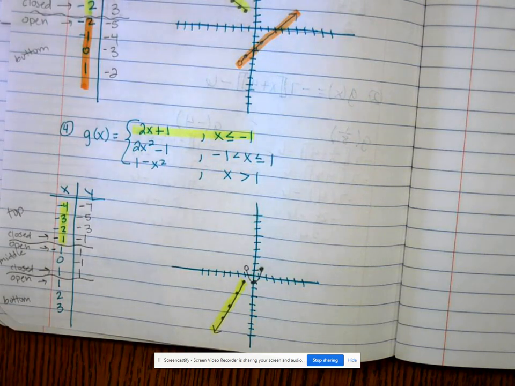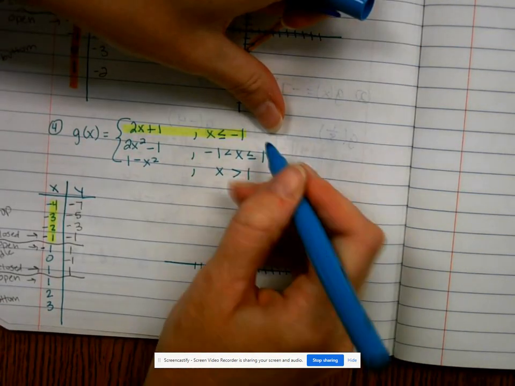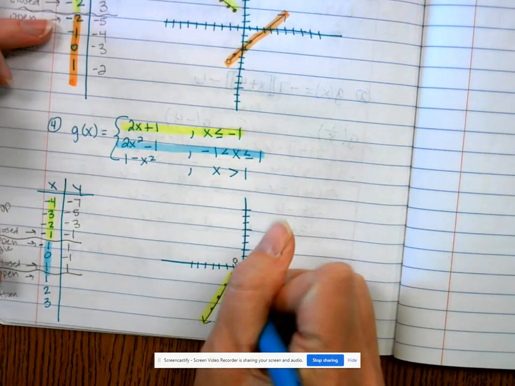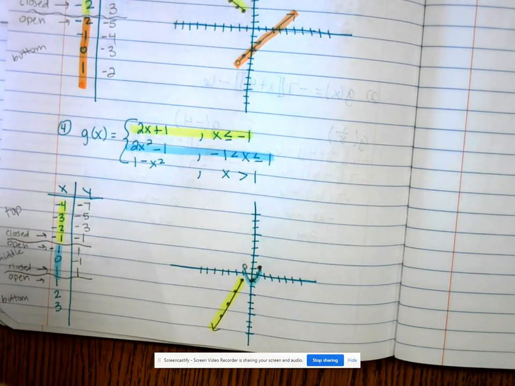So that's our middle chunk, our middle piece. It's these values right here in this little part of our graph.